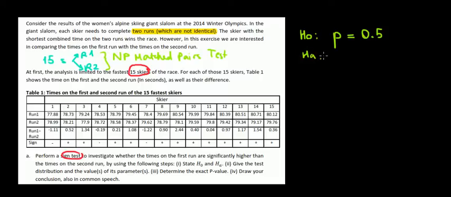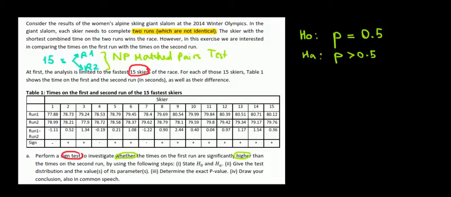And let's see in this alternative hypothesis, what are we testing? We are testing whether the times on the first run are significantly higher than the times on the second run. So what we are testing is that the differences between the first and the second are higher, meaning that the proportion should be more than 0.5.